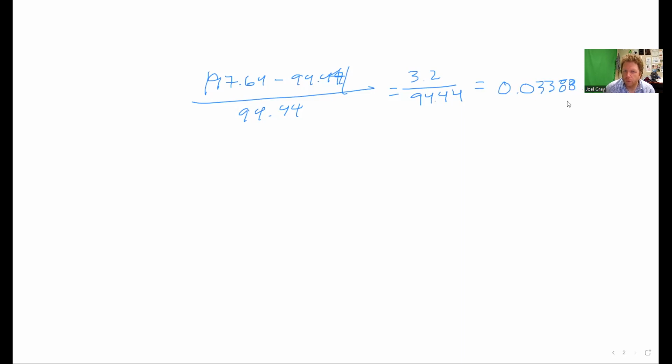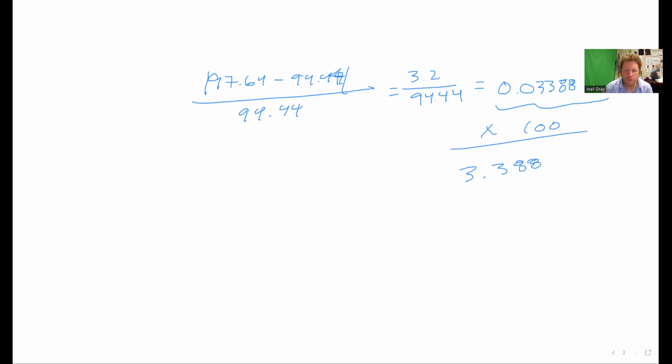And whenever you're dealing with a percent error, this gives us a fraction. So to convert it to a percentage, we just multiply by 100. And we end up 3.388. Now, okay, so we got 3.388.